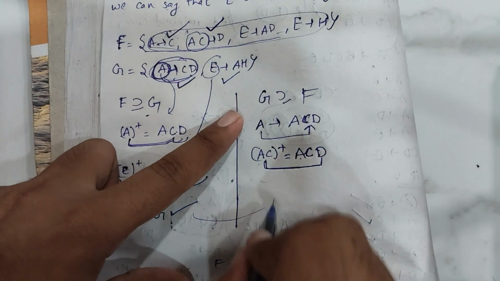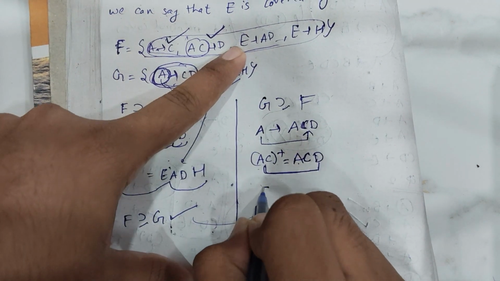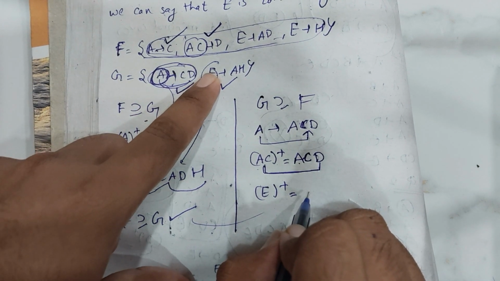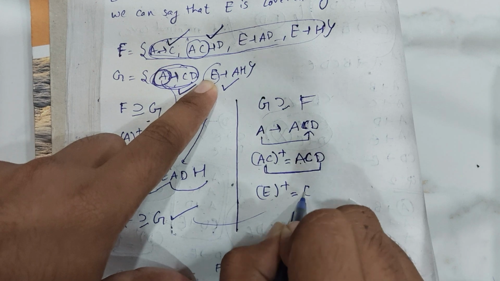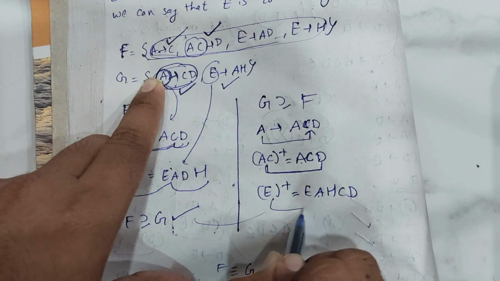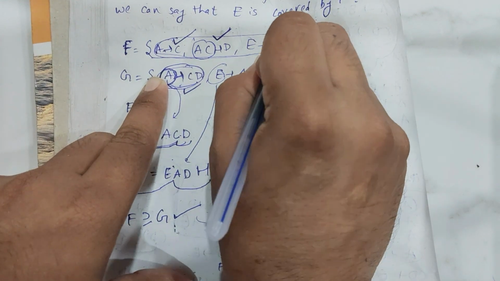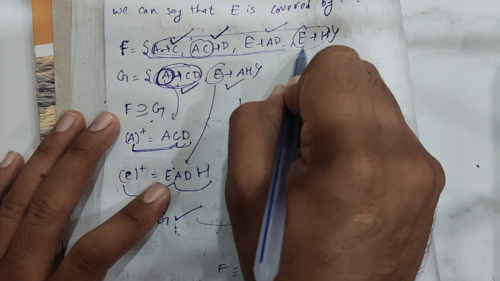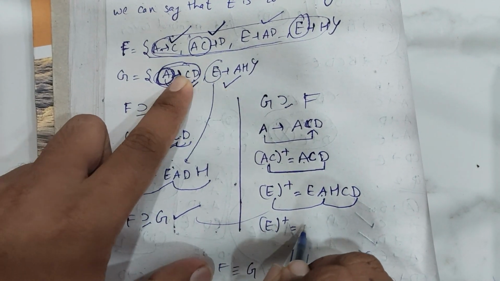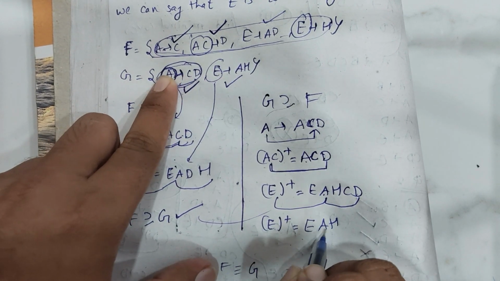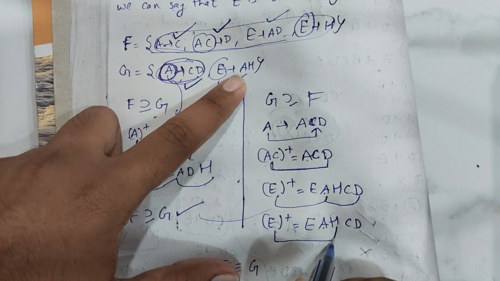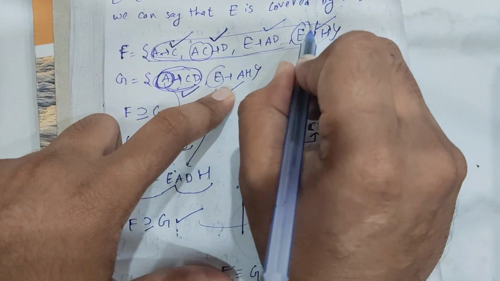Now find the closure of E in G's functional dependencies. So E to AH and A to CD. So we have E to AD. It is being covered. And finally, check the closure of E in G's functional dependencies: E to AH, and A has CD. Now E has H. So it is also being covered.